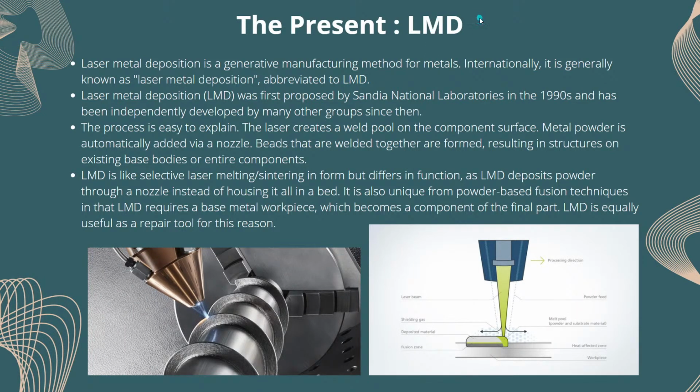Next, we move on to the next type of 3D printing, which is called LMD, or laser metal deposition. Laser metal deposition is a generative manufacturing method for metals. What makes this unique is that it requires a base surface, so it requires something to be there before. What LMD does is sprinkle metal powder first and then heat it up, solidifying that part. So LMD is pretty unique among 3D printing.